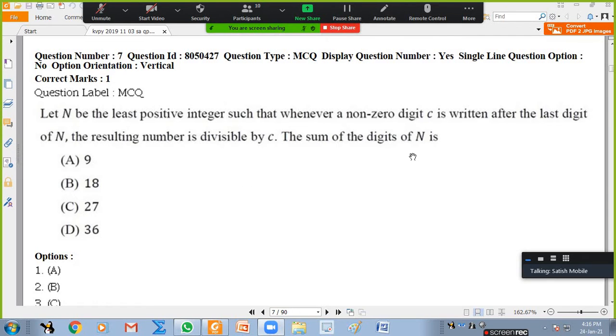Now they want the sum of the digits of that. 2 plus 5 plus 2 is 9, which is option A. Because if they give that number, somebody can verify from the options. That's why they did not give the number. They asked the sum of the digits of that number.